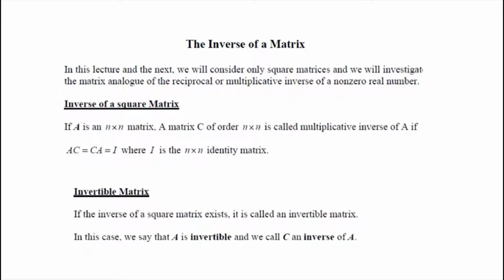Next definition is about the invertible matrix. If the inverse of a square matrix exists, it's called an invertible matrix. In this case, we say that A is invertible and we call C the inverse of A, as described in the above definition.